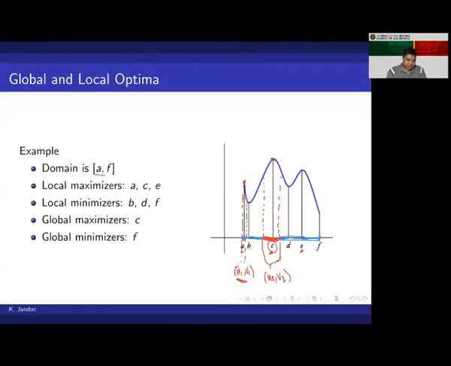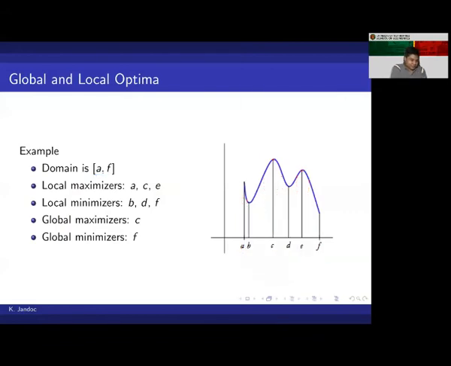Same here with E. If you just consider this slice of the interval corresponding to say U3, V3, these are numbers, this open interval here, note that within this open interval, you have E garnering the highest value of the function. So A, C and E are local maximizers.